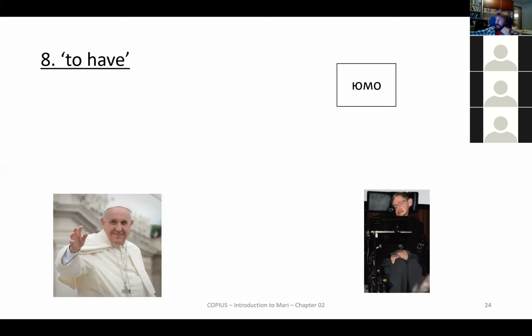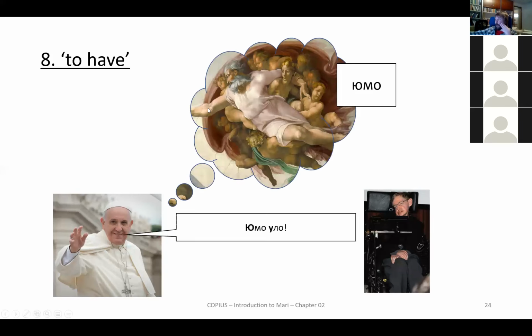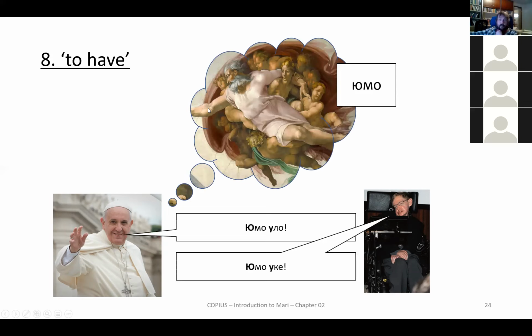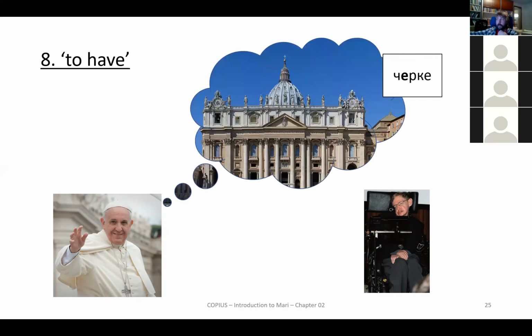Okay, so last week we were looking at the Pope and Stephen Hawking debating the existence of God. "Jumo ulo, God exists. There is a God." "Jumo uke, there is not a God." But what if we now move on to where they're no longer discussing the existence of a God, but what they own? For example, the Pope has his own church and wants to say, I have a church, and Stephen Hawking wants to say, well, I don't have a church.